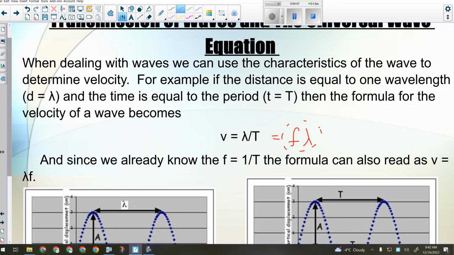When I use this formula, I divide meters by seconds, because seconds are the units per period, and I get meters per second one way or the other. It doesn't matter which form I use. All right, everybody okay with that? That's the stuff we covered yesterday.